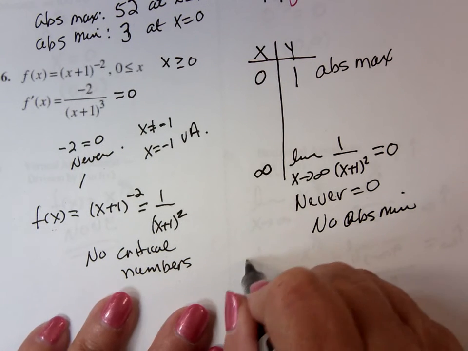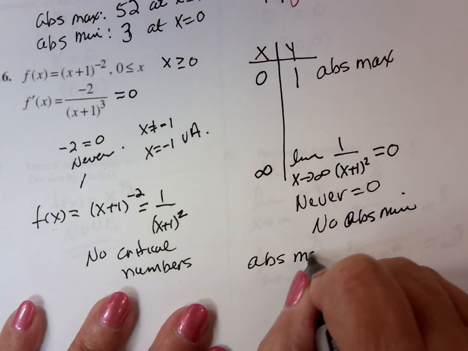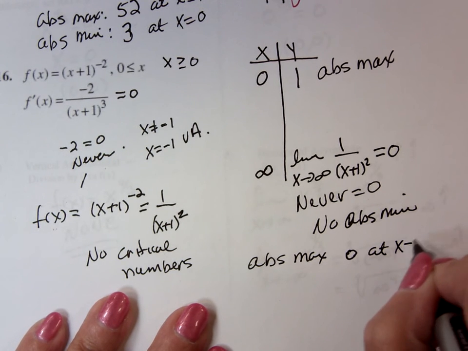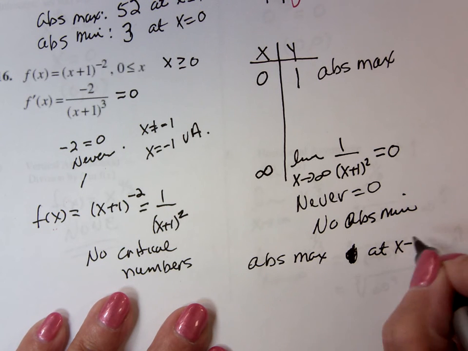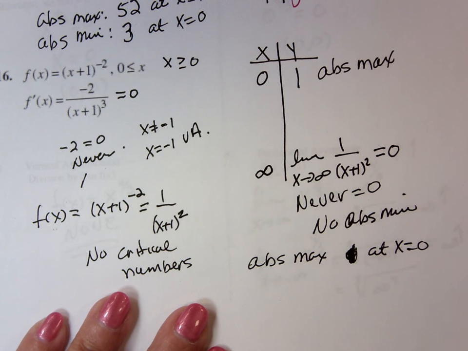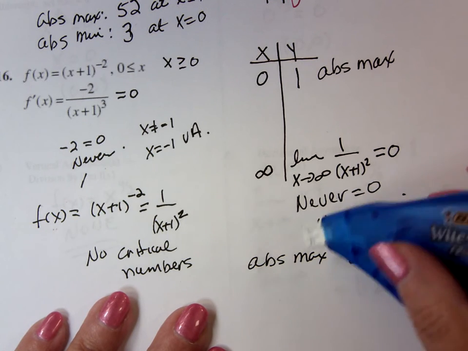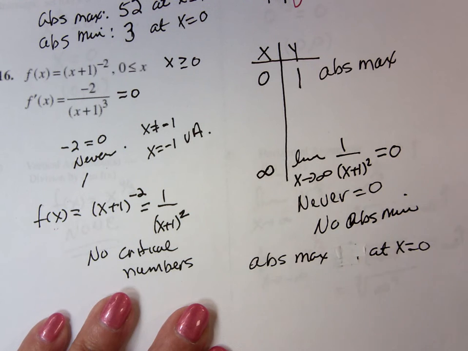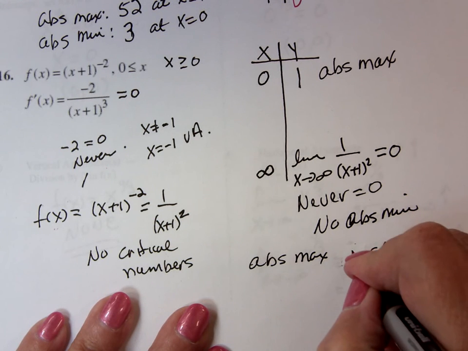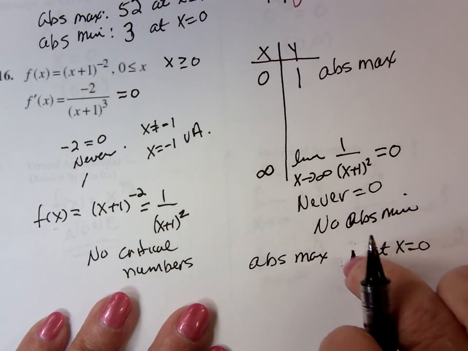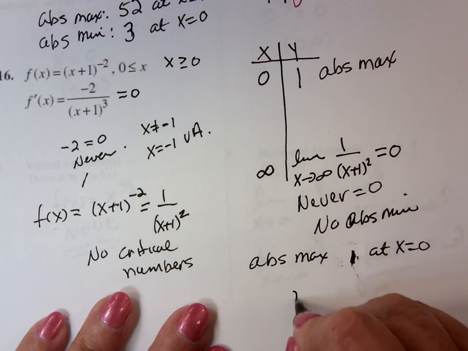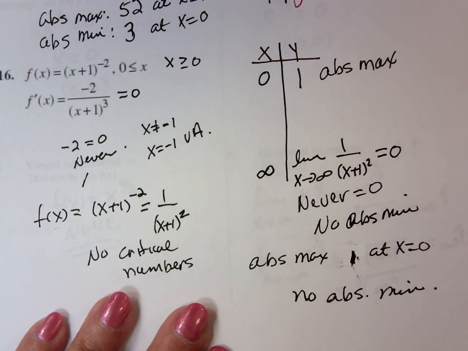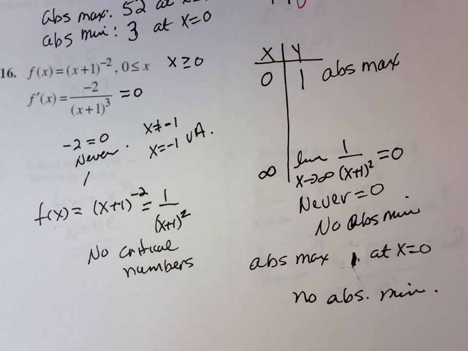So, absolute max of 1 at x equals 0. We need to make that prettier so it's not a complete blur here. One at x equals 0, and no absolute min. Interesting.